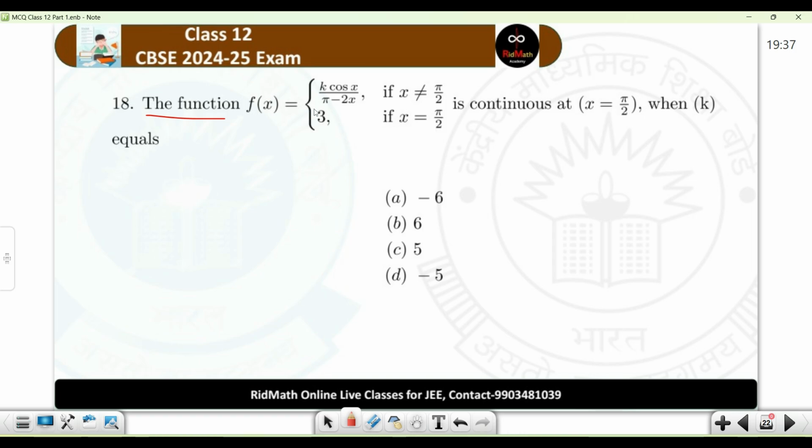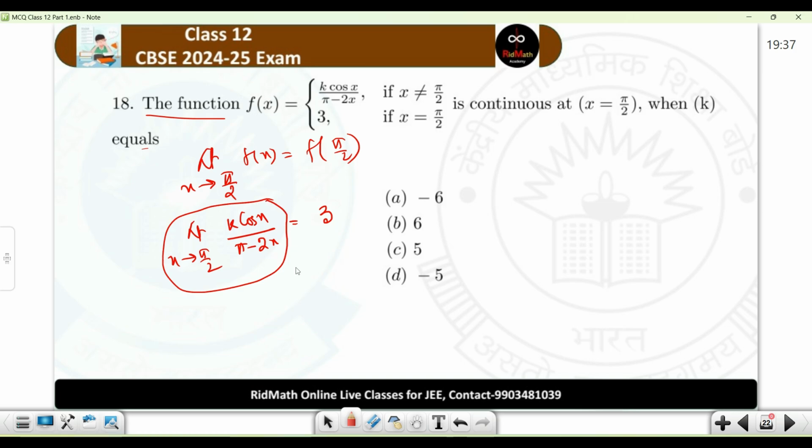The function f(x) is continuous at x equal to pi by 2 when k equals something, so limit x tends to pi by 2 of f(x) is also equal to f of pi by 2. So what is this limit? Limit x tends to pi by 2, f(x) is k cos x divided by pi minus 2x. At x equal to pi by 2, f(x) is 3. So that means k cos x over pi minus 2x is 3.